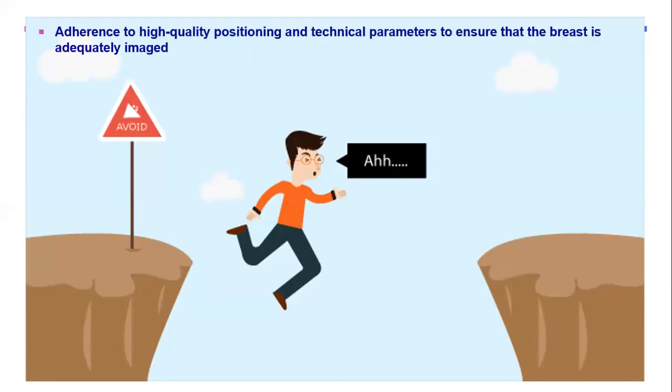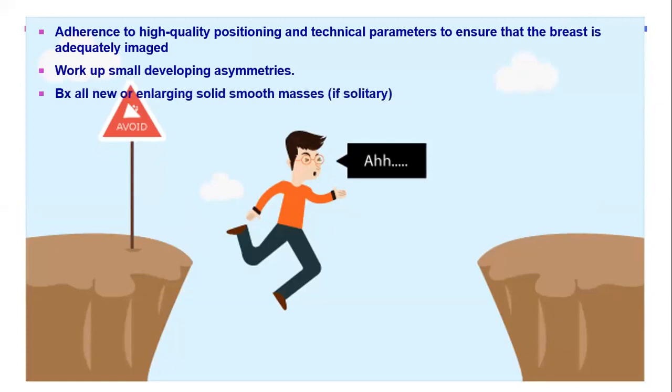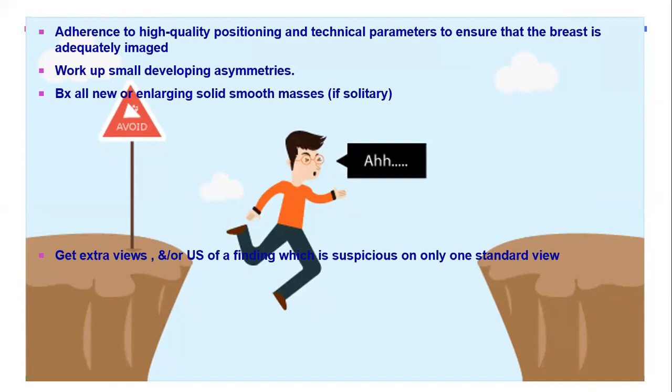We have to adhere to ensuring that the breast is adequately imaged, and we have to work up small developing asymmetries. We have to biopsy all new or enlarged solid masses if solitary. We have to get extra views and or ultrasound of a finding which is suspicious on only one standard view. We should not ignore subtle architectural distortion, especially if changing.